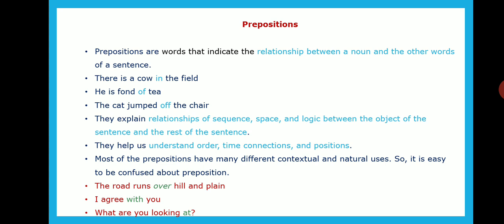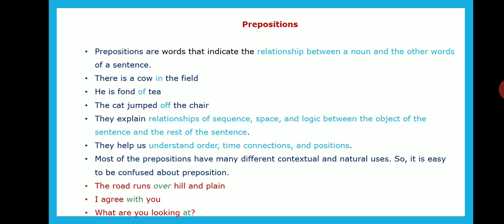Next example. He is fond of tea. In the second sentence, the word of is the preposition. It shows the relation between the attribute expressed by the adjective fond and the noun tea. So here the relation is between the adjective fond and the noun tea.